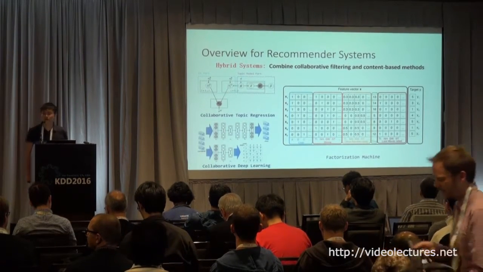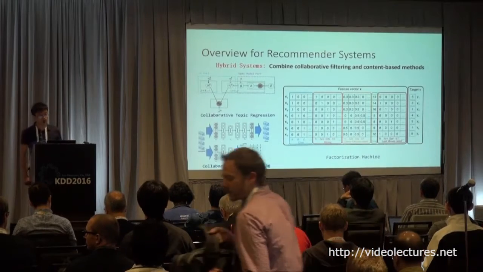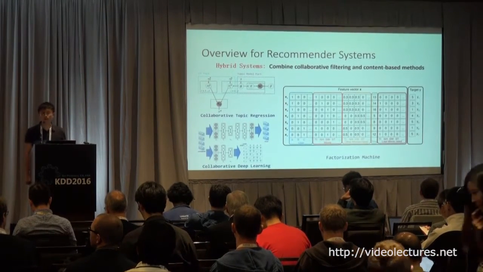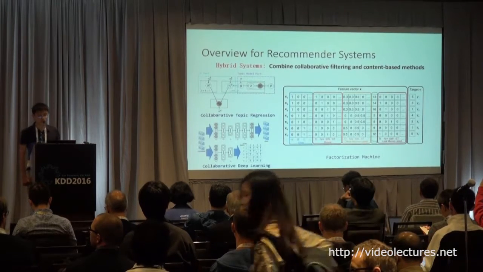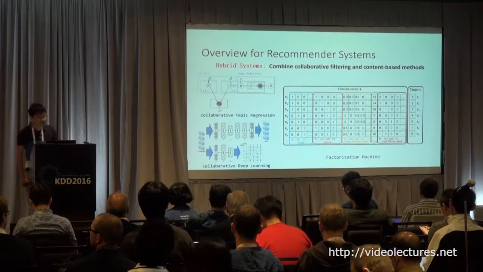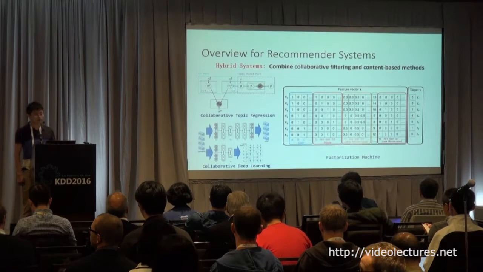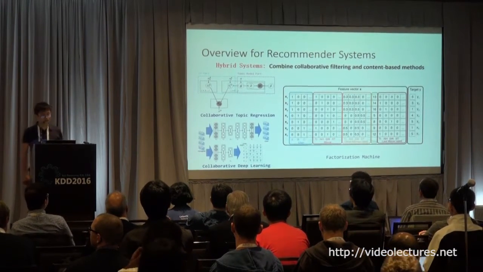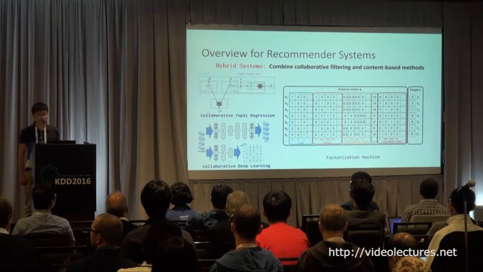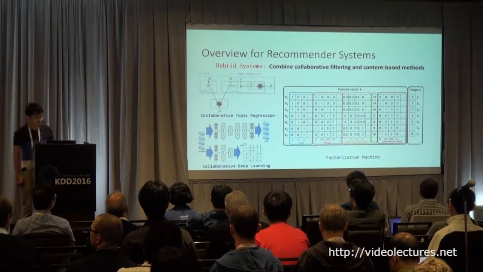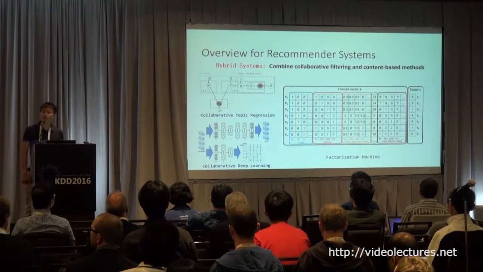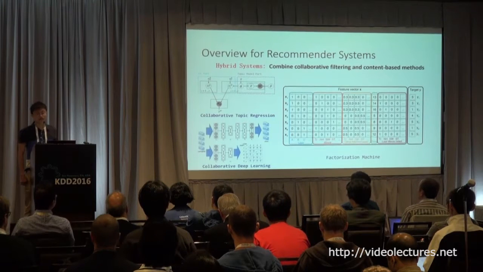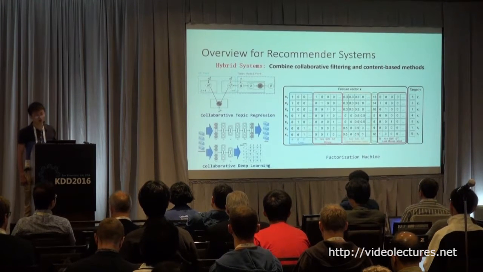Given that collaborative filtering and content-based methods both have strengths and limitations, hybrid systems are then proposed to take advantage of both sides. Here we just list several examples. For example, collaborative topic regression combines collaborative filtering and a topic model for recommendation. Another example is collaborative deep learning. This model steps further to combine deep learning for document understanding with collaborative filtering.